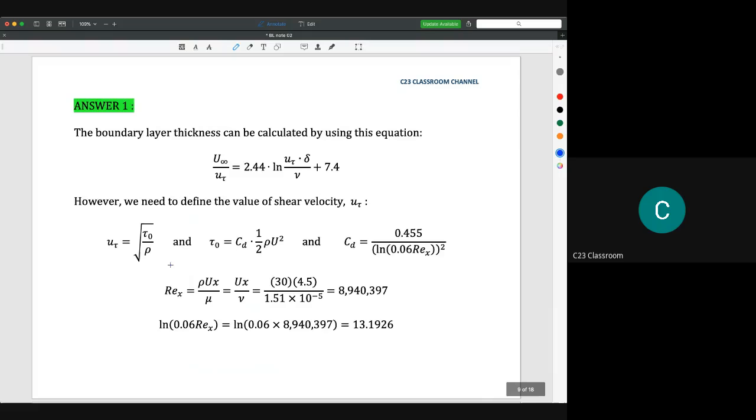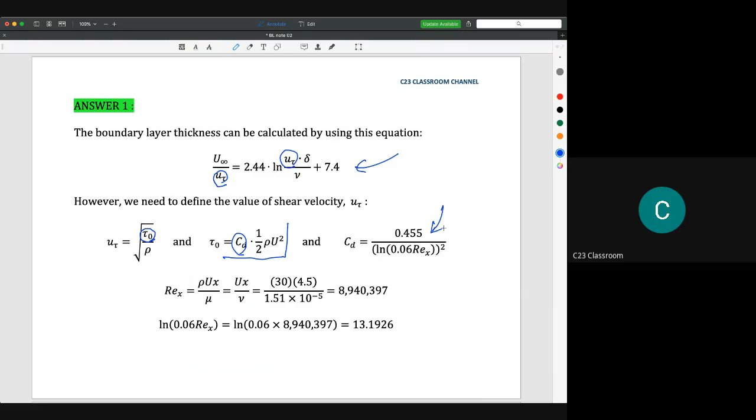So the boundary layer thickness can be calculated by using this equation, the equation that I showed you previously. However, we need to calculate the value of U tau first before we could proceed with this equation. We know that U tau is equal to the square root of tau naught over rho, and then we need to calculate the value of tau naught by using this equation, which is tau naught equals CD times 1 over 2 rho U squared. And CD here is the local friction coefficient, and the local friction coefficient is given by this equation.